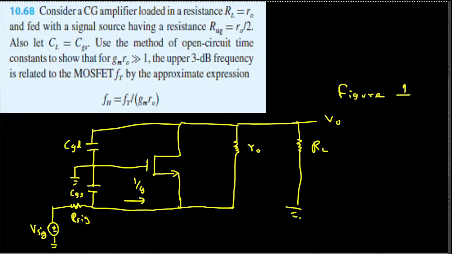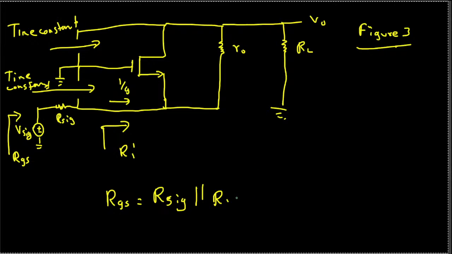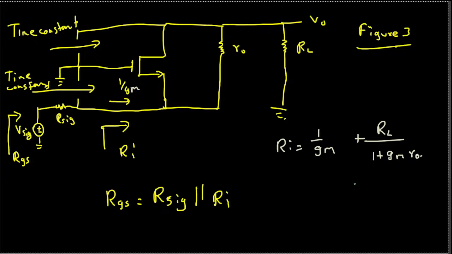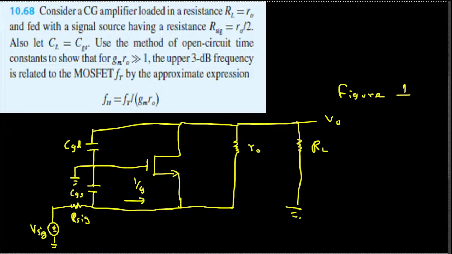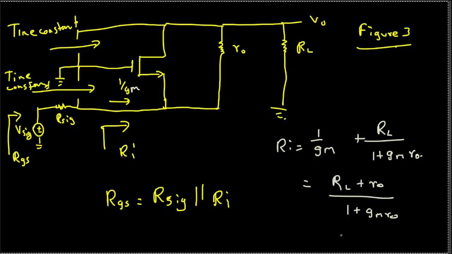By looking at figure 1 and figure 3, we can find the expression for Ri, which is Ri equal to 1 over gm plus the load resistance RL divided by 1 plus gmro. Okay, and if we combine them, this is going to become RL plus RO divided by 1 plus gmro. Also in the question they mentioned that gmro is much larger than 1, so whenever we see 1 or something close to it, we can neglect that.